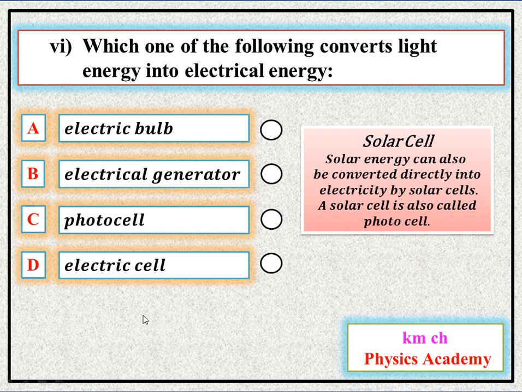Electric cell, which we use in our radios, in our clocks, it gives electrical energy but it consumes chemical energy. Solar cell. Solar energy can also be converted directly into electricity by solar cells. A solar cell is also called photocell. So our option C is correct. Photocell is the device which converts solar energy into electrical energy. So we will fill the circle in front of C with black ink.